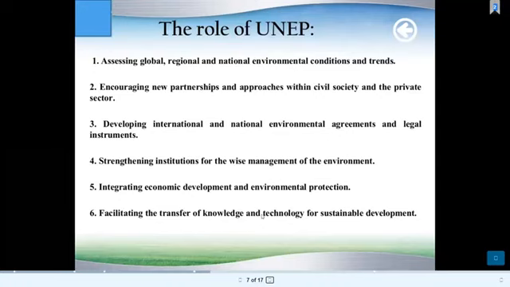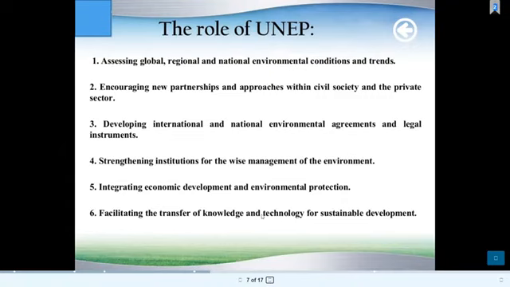Mainly assessing the global, regional, and national environmental conditions and trends. The UNEP is concerned with global, national, and regional issues of the environment, and also solving these problems, encouraging new partnerships and approaches within civil society and the private sectors, so in the government and also in the private sectors.